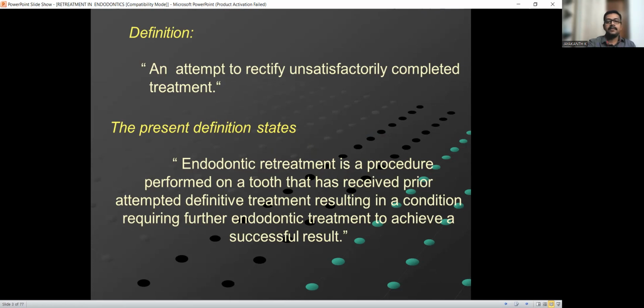So this may be as part of a failed endodontic treatment, which is symptomatic now, or it may be an asymptomatic case, but requires retreatment, maybe due to a later finding that the root canal treatment is not complete in the sense of successful treatment.